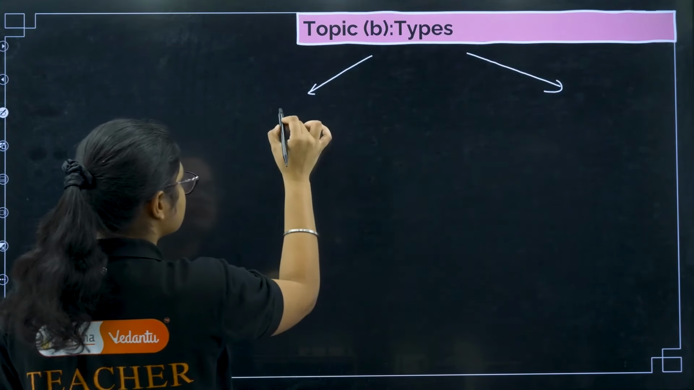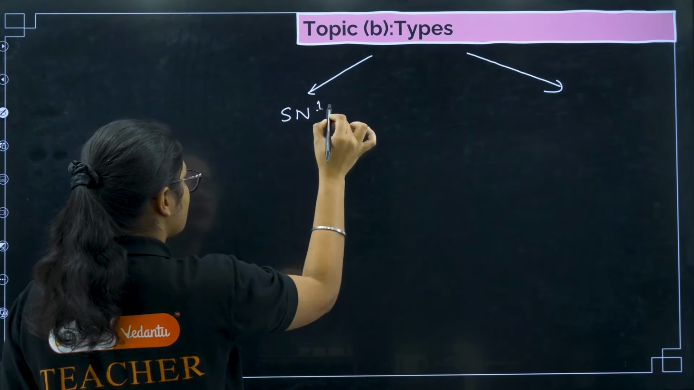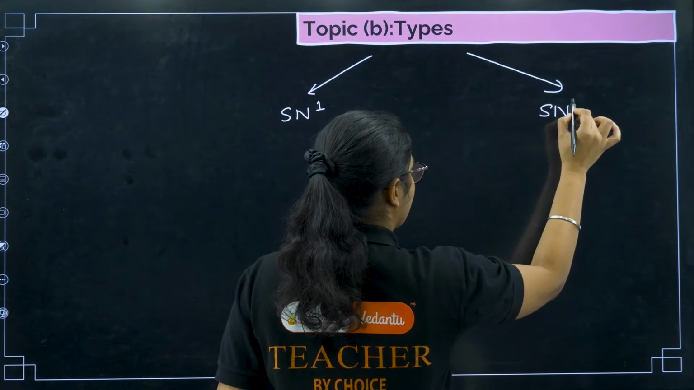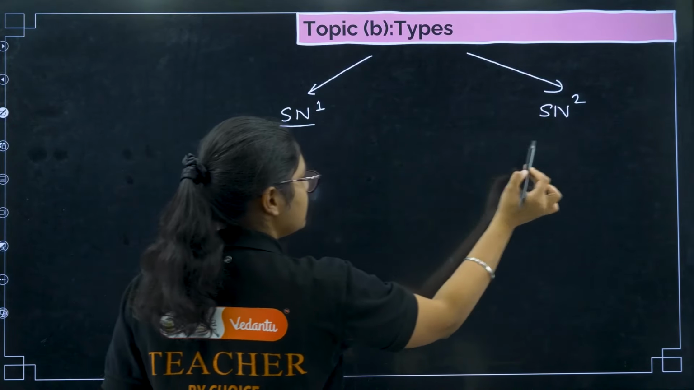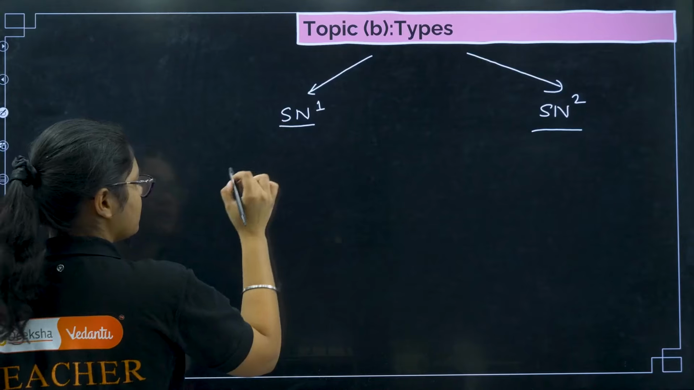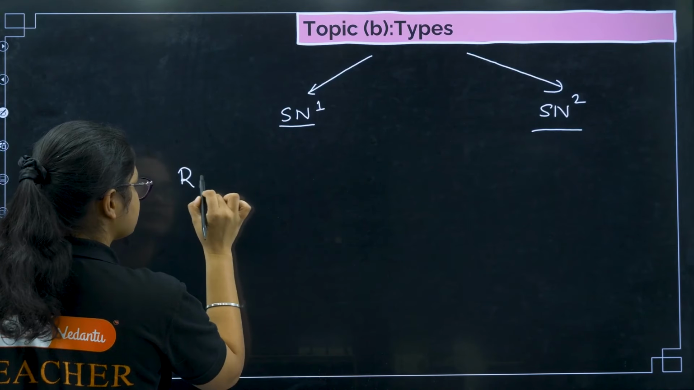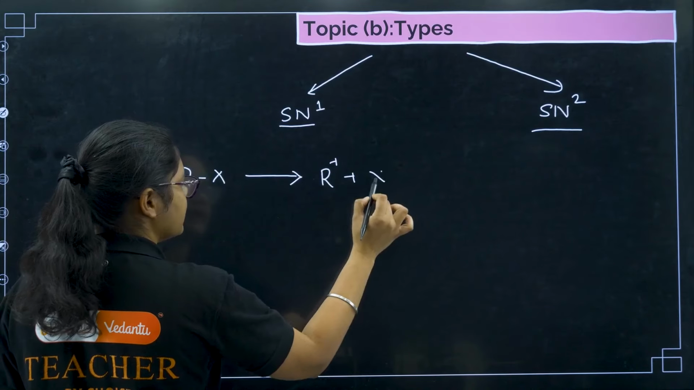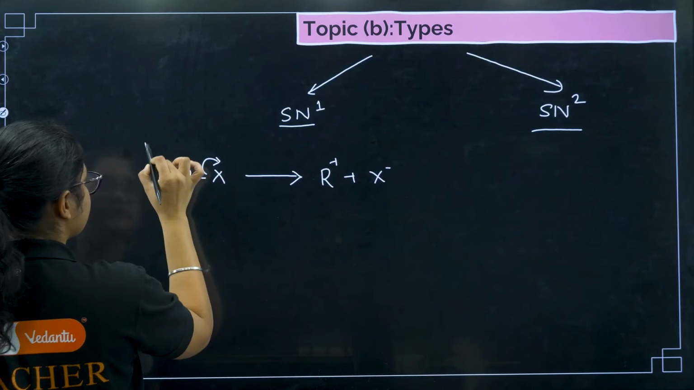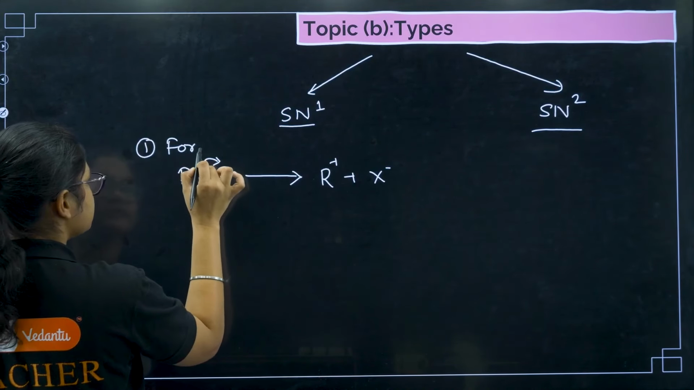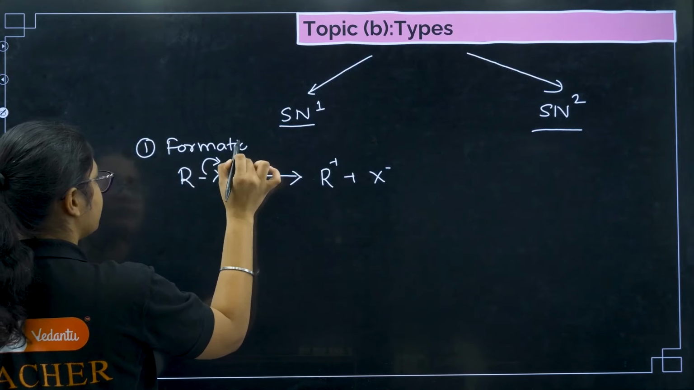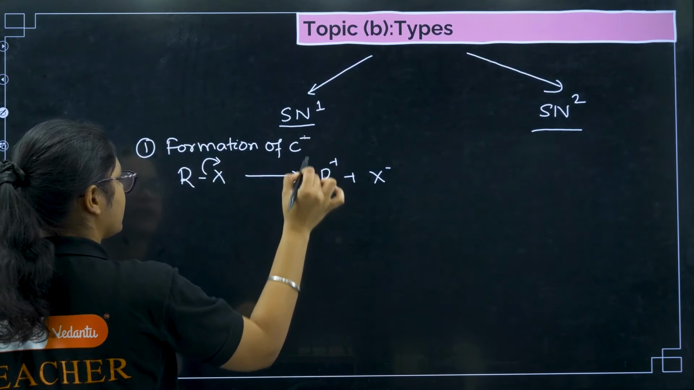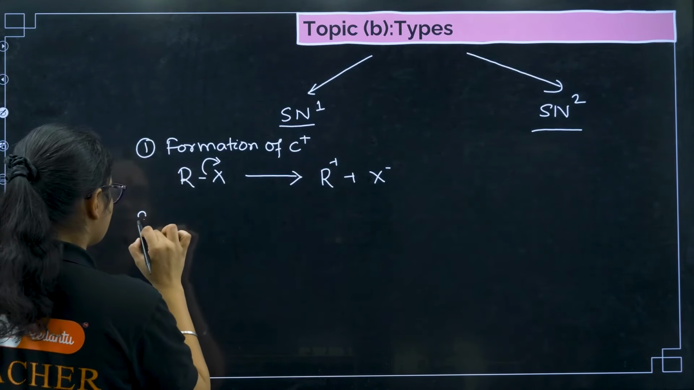The nucleophilic substitution is of two types, one is your SN1 mechanism and the other is SN2 mechanism. I hope all of you would be knowing about this. So in SN1 mechanism, what happens? The RX will first give you R plus and X minus. This bond will go. This is step 1, called formation of carbocation.